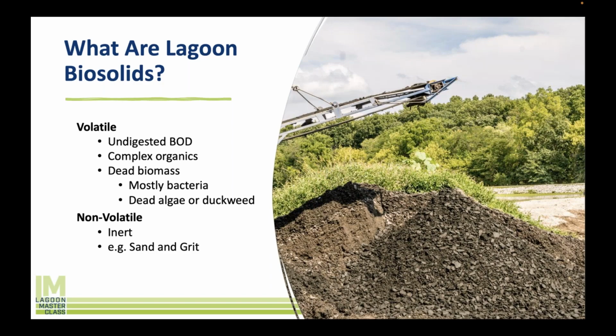Your non-volatile components are inert, right? So these are the sand, grit. Sometimes if you have ductile iron pipe, you'll flake some of that ductile iron pipe off over time. Just anything that is not going to be broken down. Heavy metals, things like that. Obviously those are not things we can do much about, and they are eventually going to need to be removed from the lagoon, regardless of how much digestion we get in the lagoon itself. And with the mechanical plants, there are whole systems designed just for grit removal, and that's the type of stuff we're trying to remove. That's the non-volatile component of lagoon sludge.